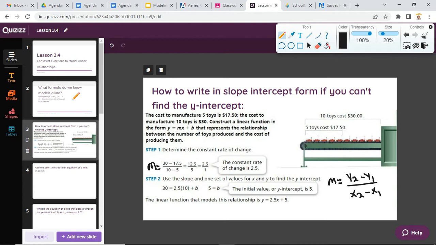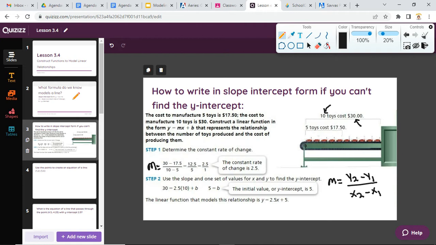Now we can use the slope and one set of x and y values to plug into our equation and solve for the y-intercept. Since our slope is 2.5, we replace m with 2.5. We set one of my y values to be 30 and one of my x values to be 10. It's important that you use the same set. We can't, for example, use 30 and 5 or 10 and 17.5. We have to use one set of x and y coordinates.